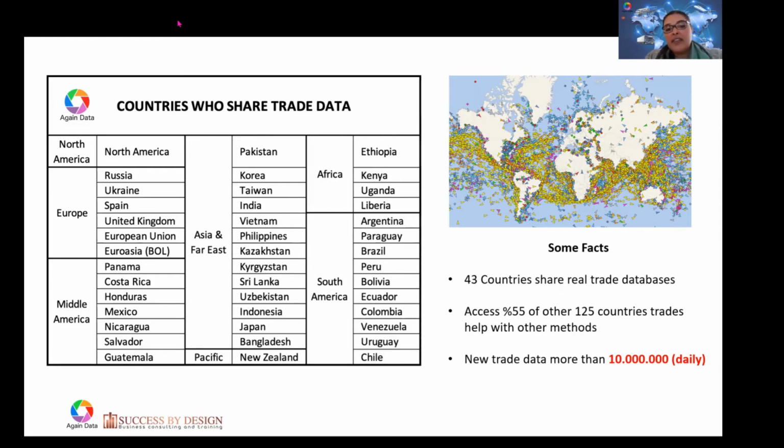Know that these countries openly share, it's public information based on the Bill of Lading, information about their trades in and out for the last 8 to 10 years. And that information is what we're turning on its side and turning into an asset so that you can strategically use it in your business.